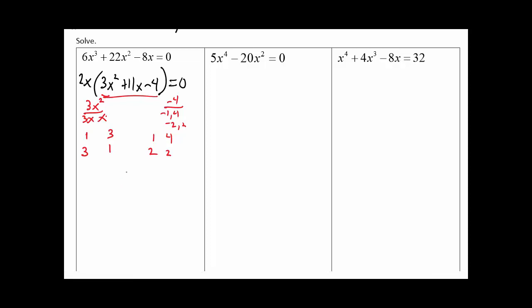So that means my factored form has got to have an x and a 3x, and I want to make sure that that 3 gets multiplied with the 4. So it's got to be the 4 and the 1.